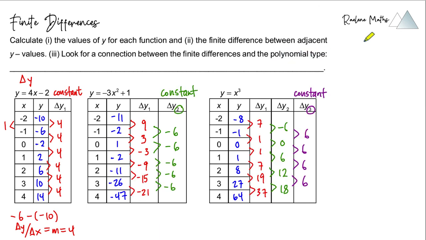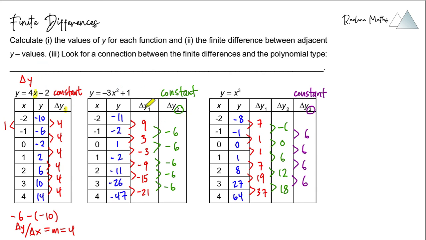Okay, now we've taken a look at all of the finite differences. We see that for the linear polynomial, it took one subtraction or finite difference calculation to come up with a constant delta y, and that's telling us that we have an exponent of 1 on the x, so we have a linear polynomial.